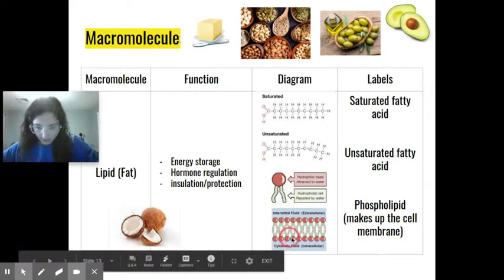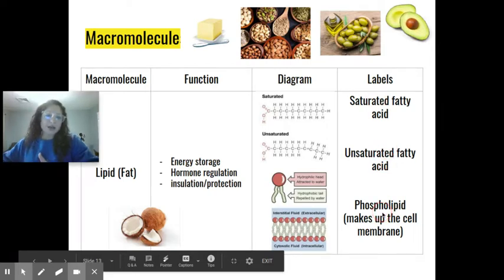If you can see in this diagram here, we have the tails pointing in towards each other. The heads are on the outside, pointing either outside the cell or inside the cell. And this is how your cell membrane is actually put together using phospholipids. A cell membrane is just that outside barrier of the cell, and this is the main structure of it. So three different types of lipids right here: saturated fatty acids, unsaturated fatty acids, and phospholipids.